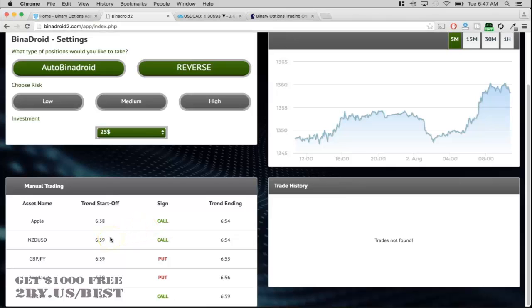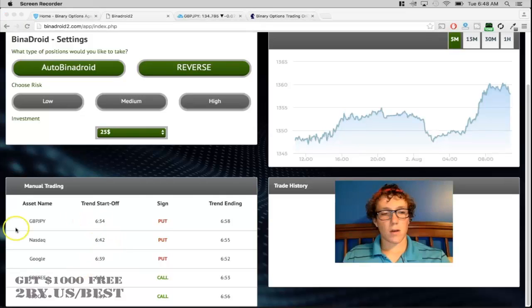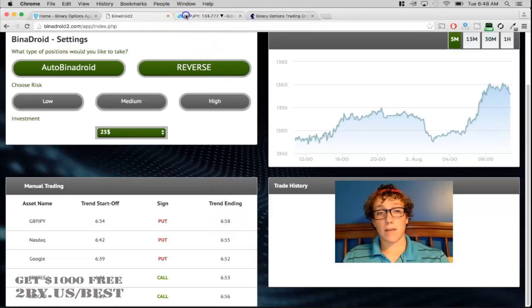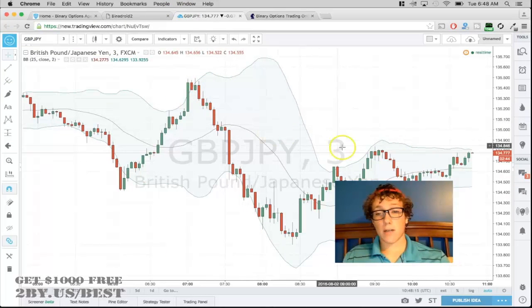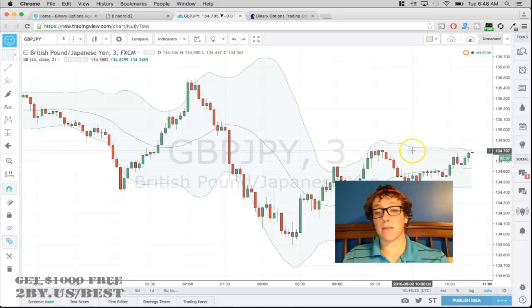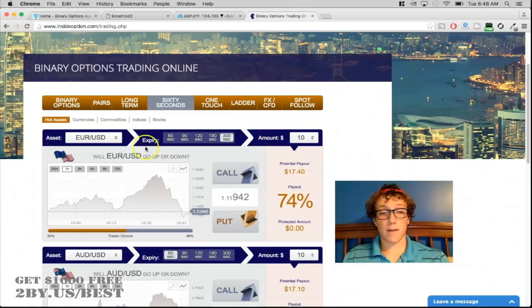Now let's just go try to find some trades that I can profit with the Binadroid 2 software. Okay, so we have a nice trade here on the Great British Pound Yen. The trend started around 6:30. It will be a put and it's supposed to end around 7. So now looking at the chart here, overall the entire day is kind of down. It's leveling off a little bit here, but there is a solid resistance line right here that it's about to hit. So I think this is going to be a very good trade.